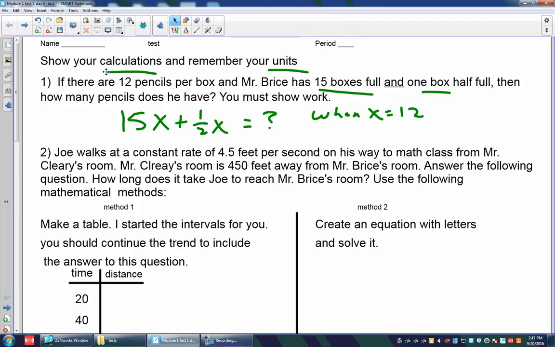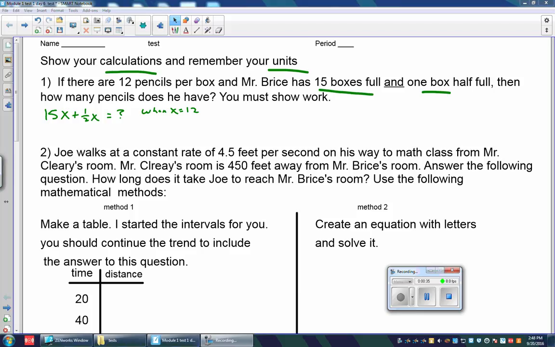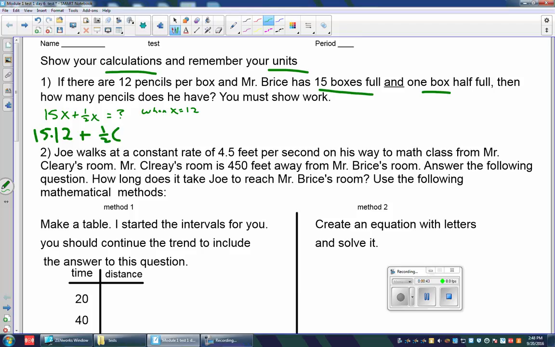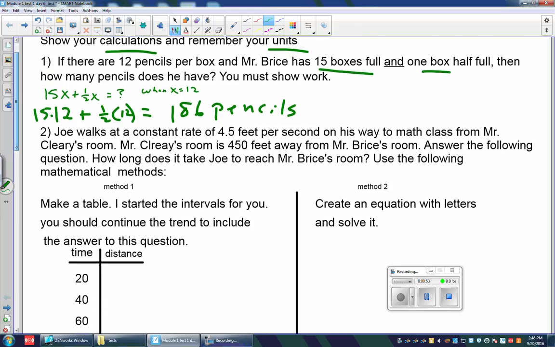I made this a little bit too big, so I'm going to shrink it. Now, everywhere I see an x, I just put a 12. 15 times 12 plus half of 12 equals 186 pencils. And that's the correction for number 1.